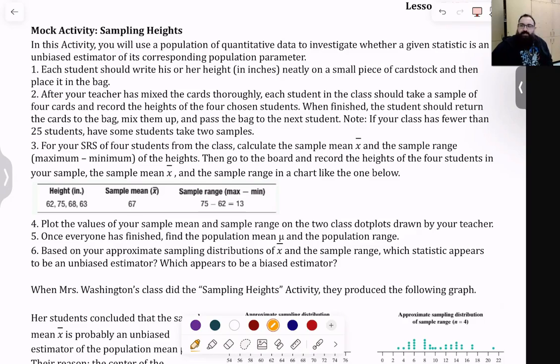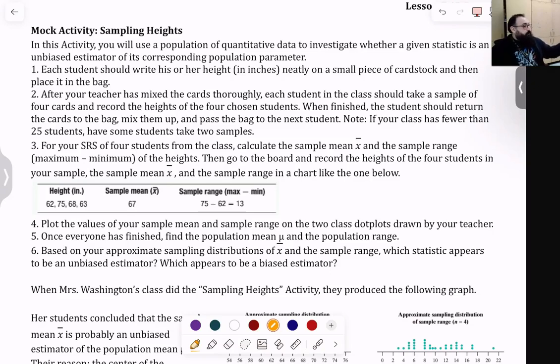After your teacher has mixed the cards thoroughly, each student in the class should take a sample of 4 cards. Record the heights of the 4 chosen students, and when finished, return the cards to the bag, mix them up, and pass it to the next kid. Each one of you is going to take 4 cards, record the heights, put them back, mix it, and pass it on. So basically, you're taking lots of random samples of 4.